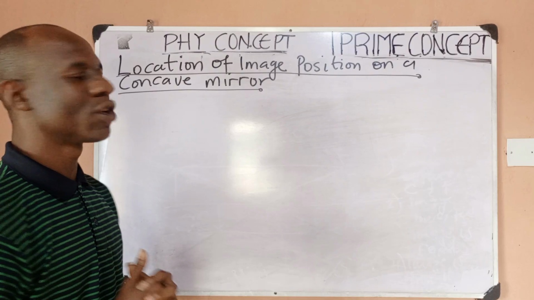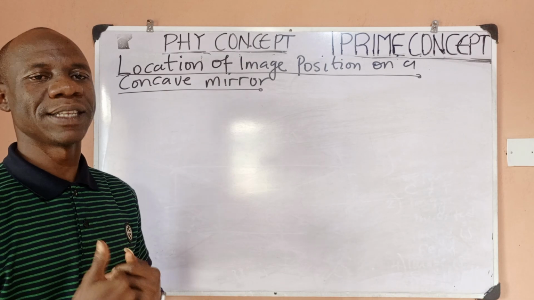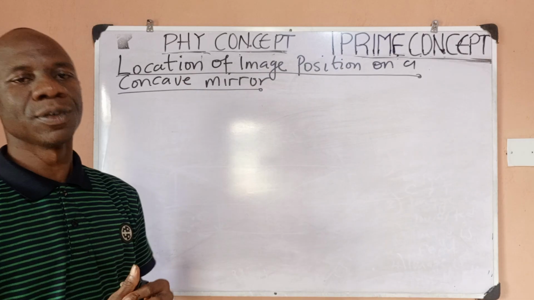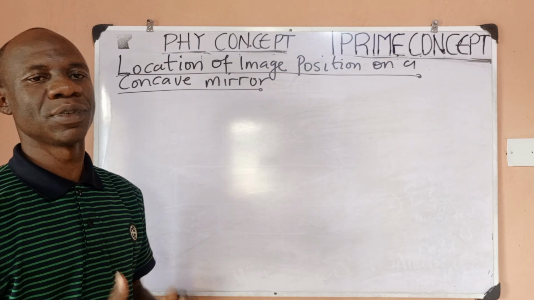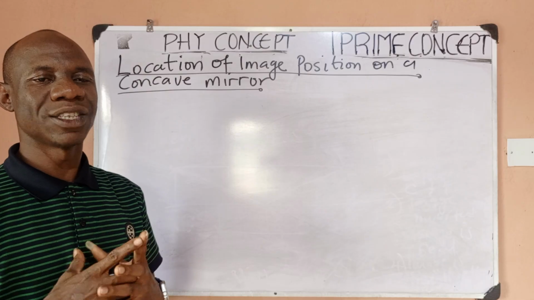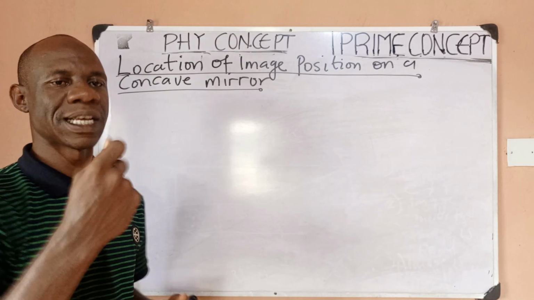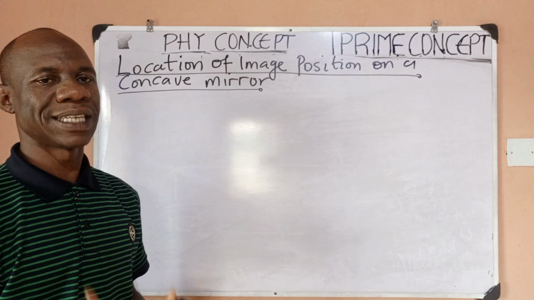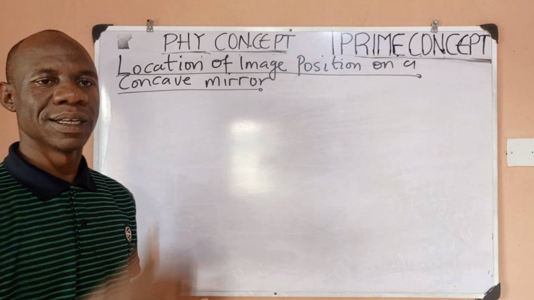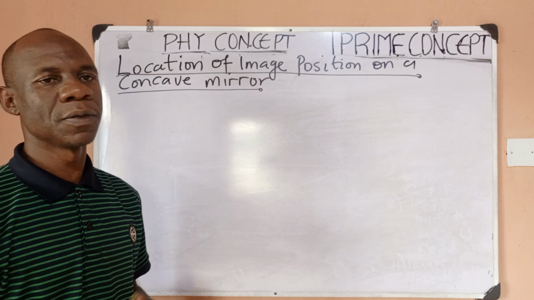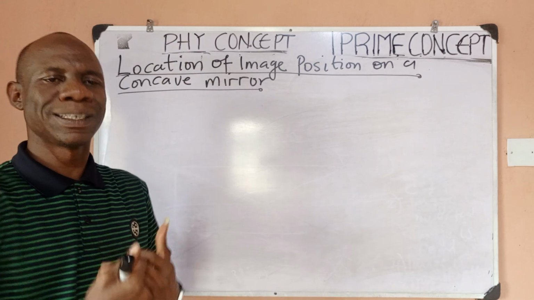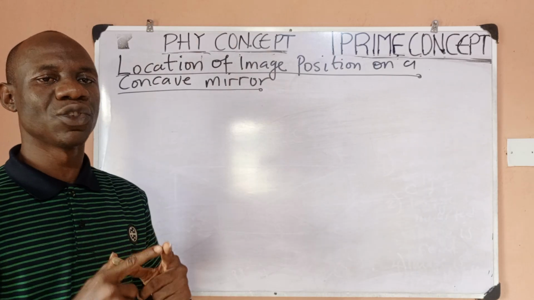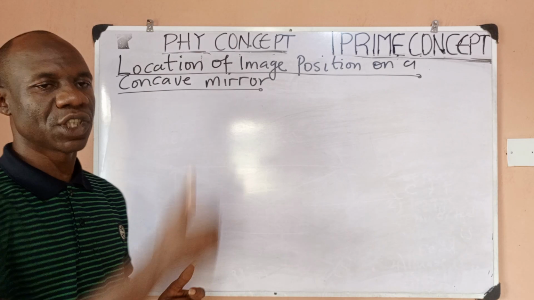In this video, we want to further our explanation and location of images or image position on a concave mirror. In the previous video, we looked at two separate positions. We mentioned when an object is at a very far point at infinity, where will the image be formed? We were able to discover that the image will be formed at the focal point. The second one we considered was if the object is behind the center of curvature, where will the image be formed? And we found out that the image will be formed between the center of curvature and the focal point.